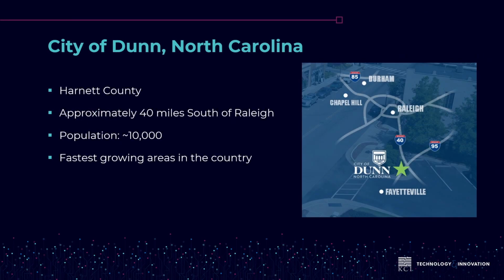So we began this journey with the City of Dunn last year. And to give you a little bit of background for the city, they are located in Harnett County. It's about 40 miles south of Raleigh, about an hour off of I-95. They have a population of about 10,000. They are in one of the fastest growing areas in the country. And historically, they have been based in agriculture, manufacturing, and distribution.